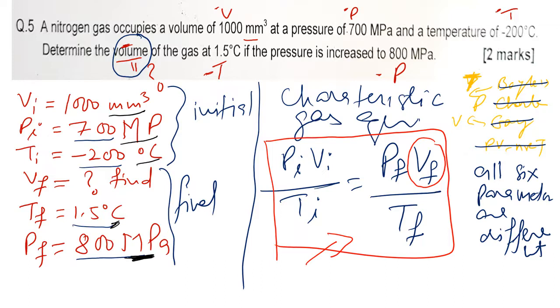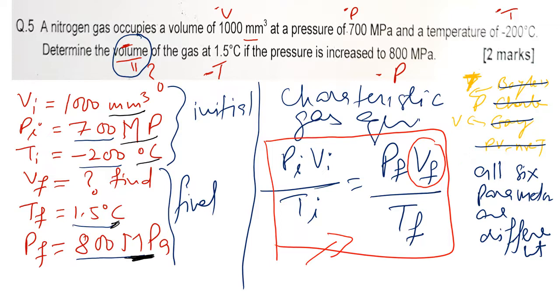So here in this question, a nitrogen gas occupies a volume in the unit of millimeter cube, at a pressure of 700 megapascal, and the temperature is minus 200 degrees centigrade. Determine the volume of the gas at 1.5 degrees centigrade, if the pressure is increased to 800 megapascal.